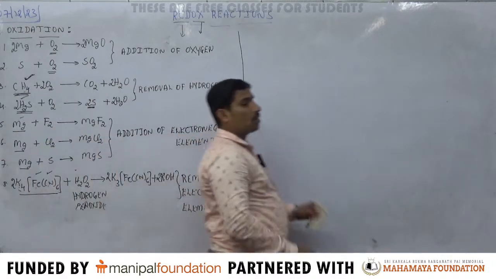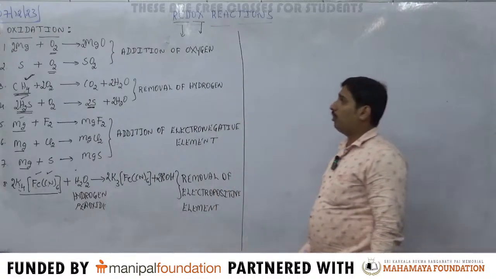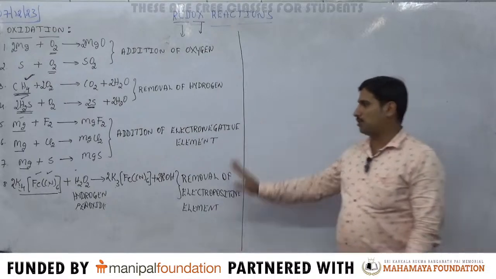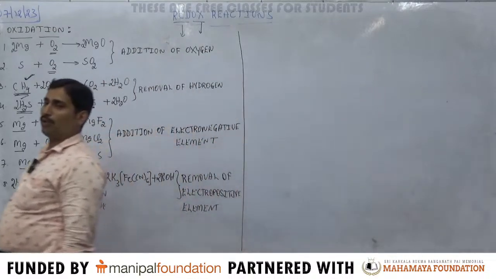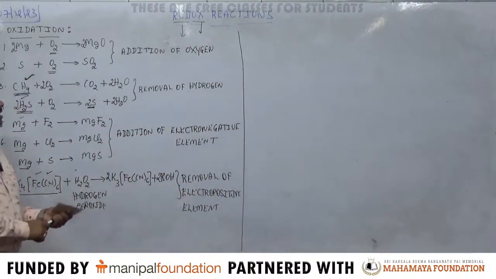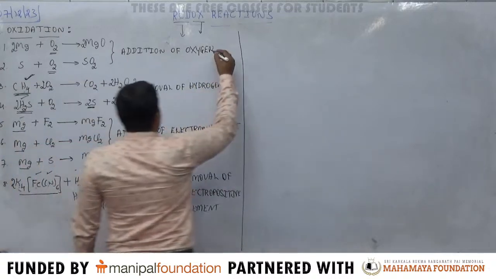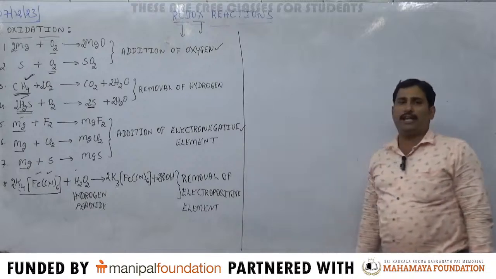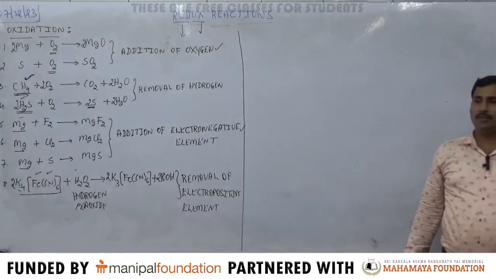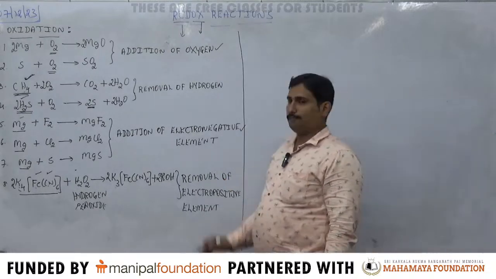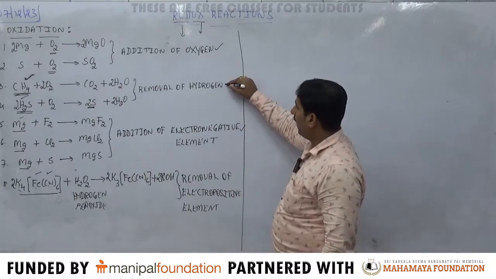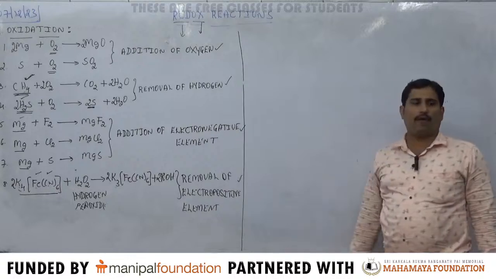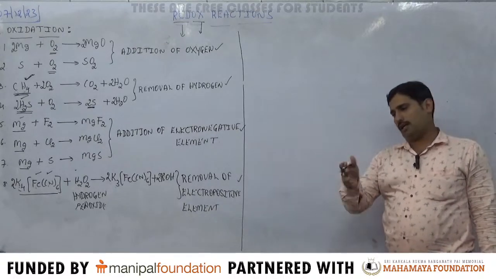Fine. So these are all the reactions for oxidation. So by looking at these, how can we define oxidation? It is an addition of oxygen or addition of electronegative element to the substance, or removal of hydrogen or removal of electropositive element from a substance. Write the definition.